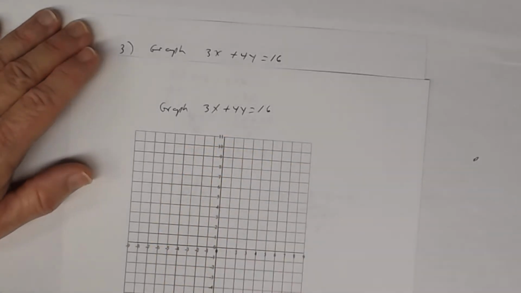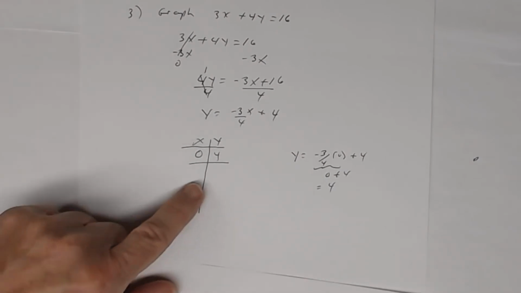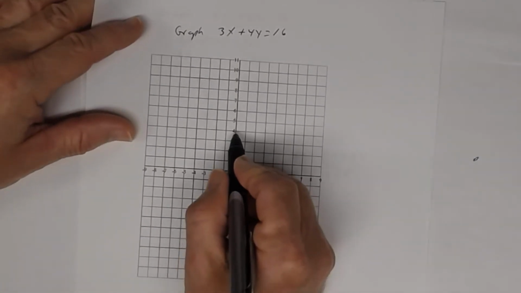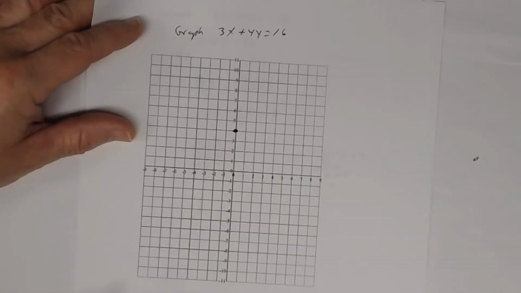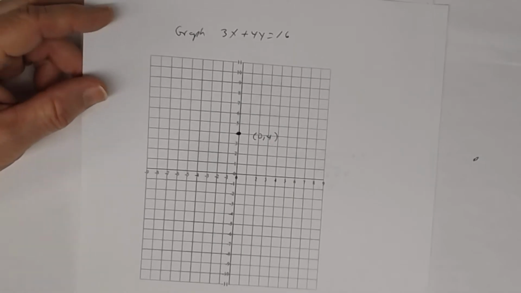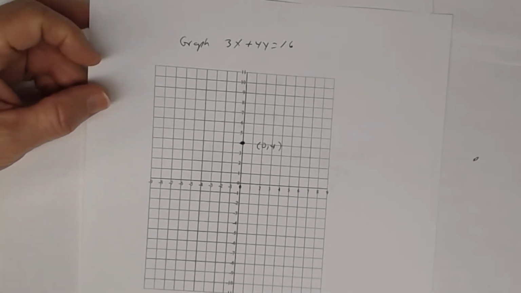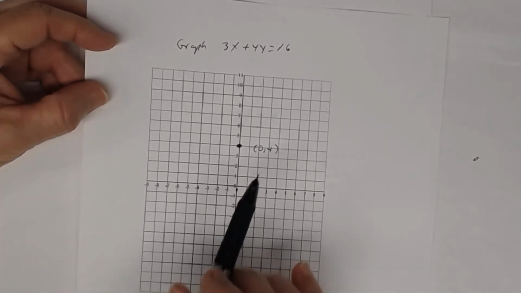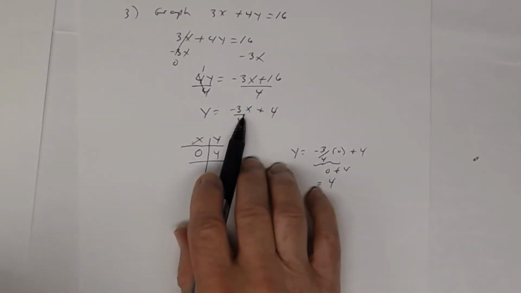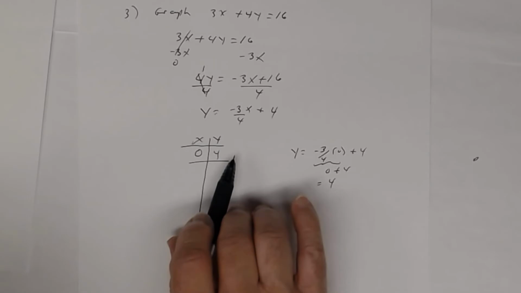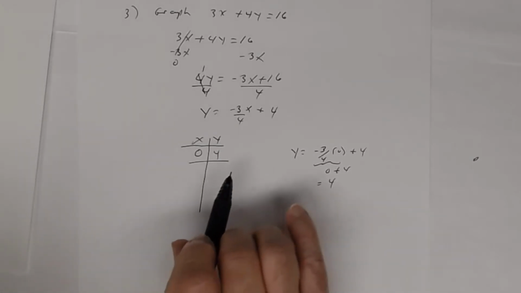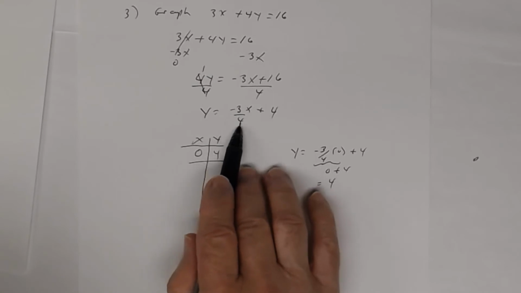So we found a solution. One of the solutions is the ordered pair (0, 4). So that's here, a point (0, 4). Then we're going to find two more ordered pairs, two more solutions to this equation. Now remember we said we have a fraction though. When you have fractions, you've got to think about what you're going to use for x.